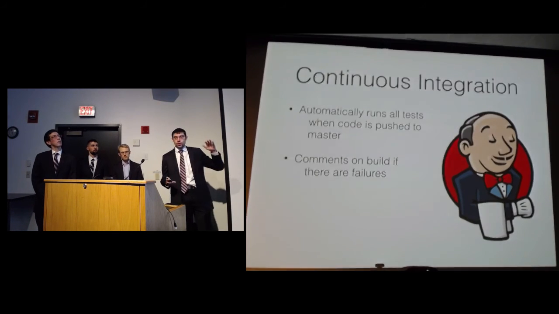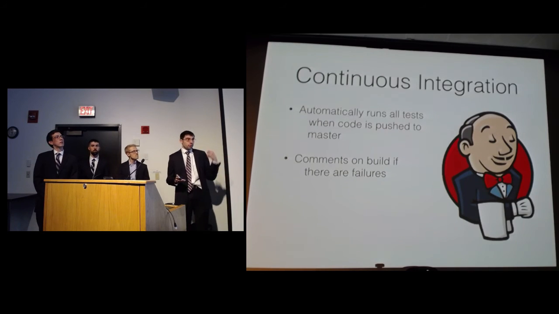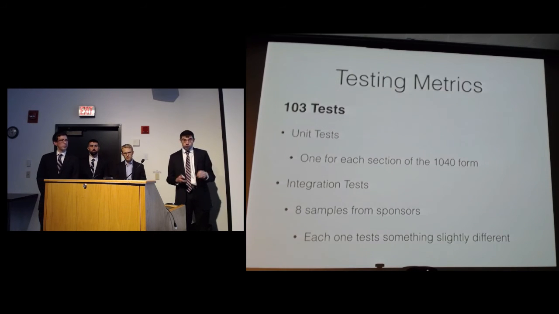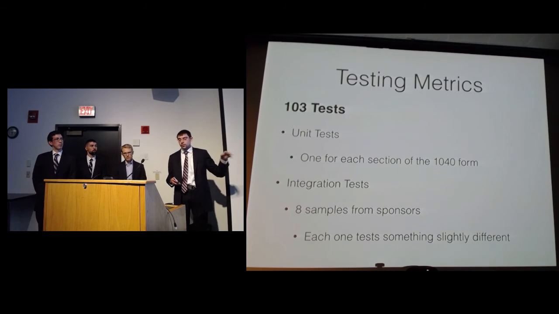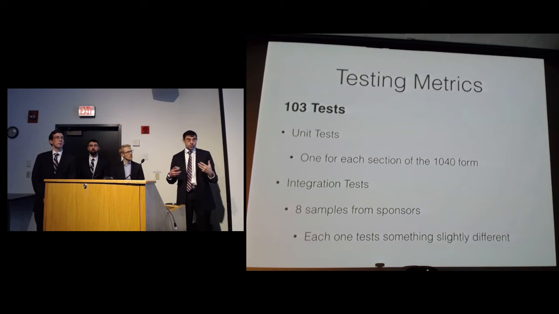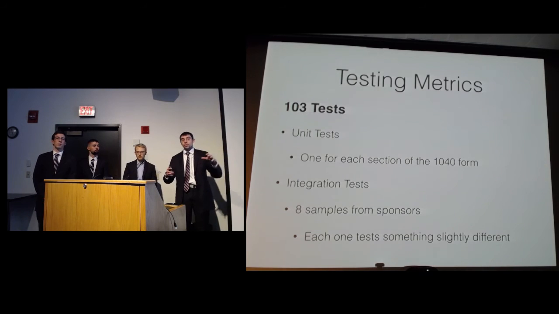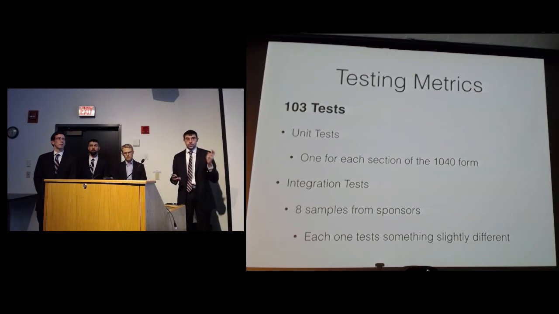which brings us into continuous integration, for which we use Jenkins. Whenever we push code, it automatically runs it, tests it, and then it'll comment on the commit if there are any errors. And so overall, we have 103 different tests. So we have a couple tests for each section of the 1040 form. And then, like I said before, we have the 8 samples from our sponsors, and we do the same thing for that. So we even test all the individual sections of that form as well as the actual number. And we print out the expected number compared to the actual number, and fingers crossed it's correct.